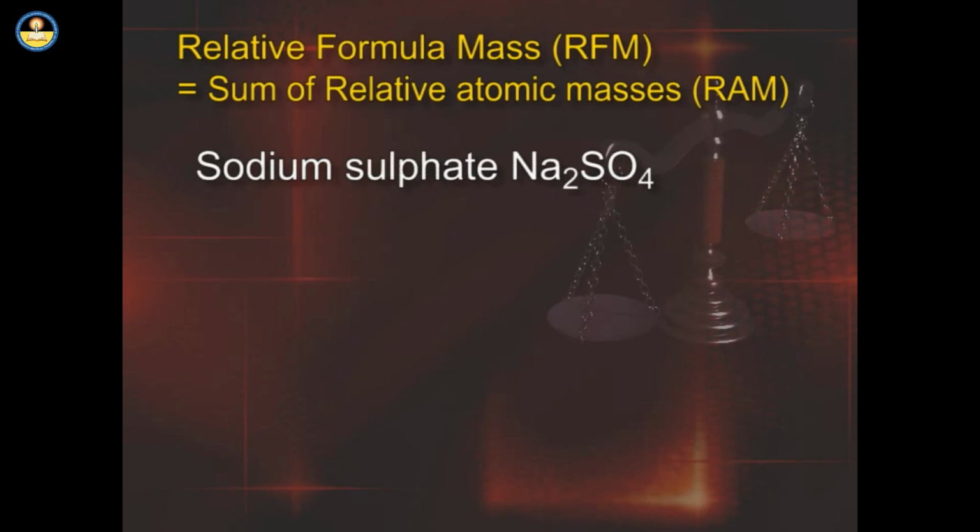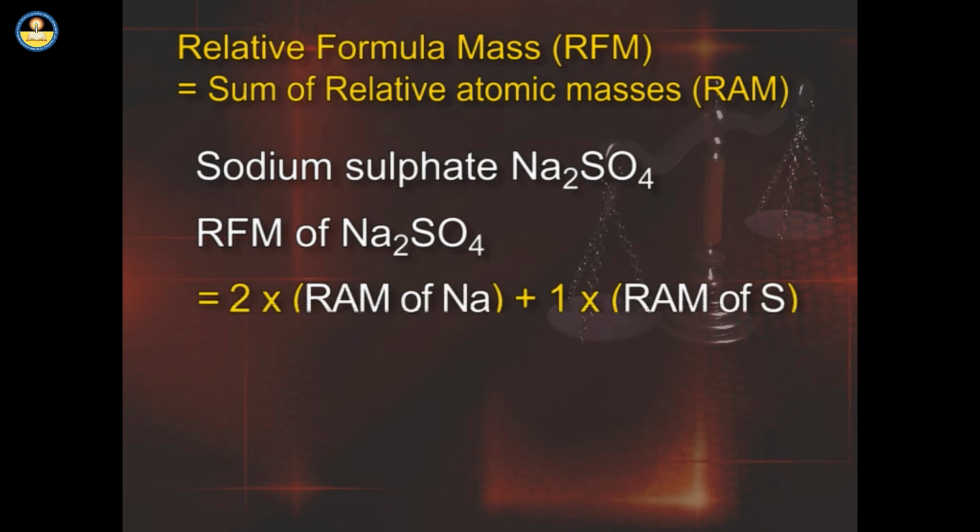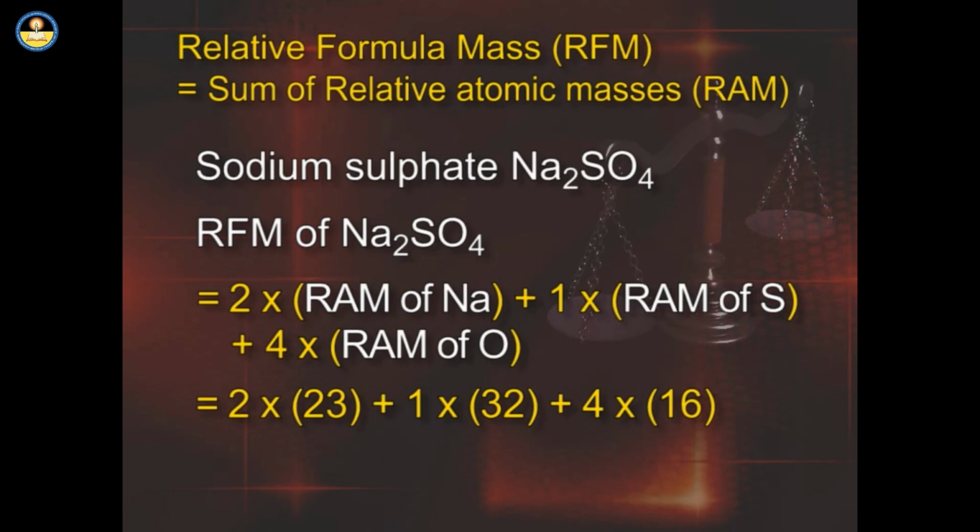Let us take an example of sodium sulfate. Relative formula mass of sodium sulfate is equal to 2 multiplied by relative atomic mass of sodium plus relative atomic mass of sulfur plus relative atomic mass of oxygen. This is equal to 2 multiplied by 23 plus 1 multiplied by 32 plus 4 multiplied by 16, which is equal to 142.